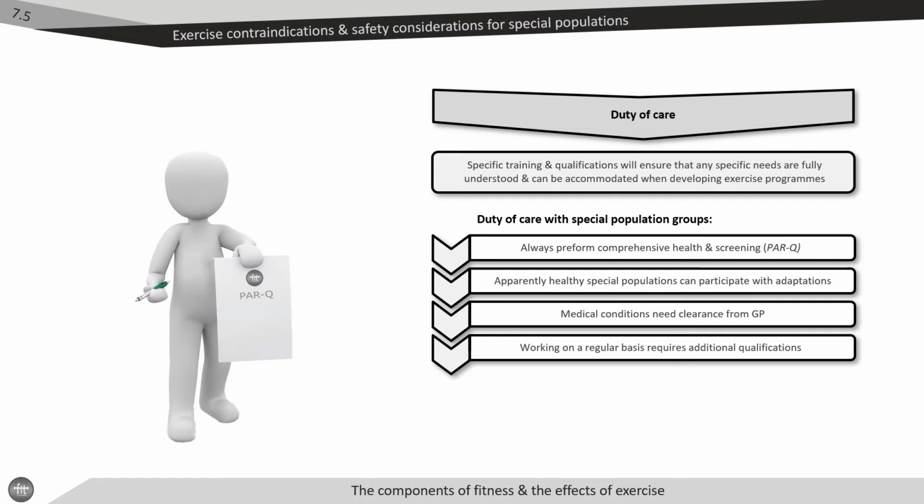Working with any specialist population group who are healthy on a regular basis requires additional qualifications suitable to the specific population group. To work with clients who have been referred, a suitable exercise referral qualification must be obtained. As the Professional Code of Conduct states, fitness professionals can only work within their professional competency. We will cover the recommendations and the considerations for the different specialist population groups in a little bit more detail now.